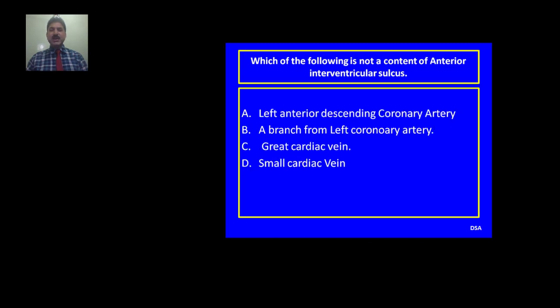Which of the following is not a content of anterior interventricular sulcus? A. Left anterior descending coronary artery. B. A branch from the left coronary artery. C. Great cardiac vein. D. Small cardiac vein. D is not correct. Small cardiac vein is not a content of anterior interventricular sulcus.